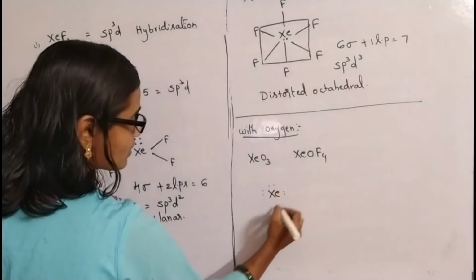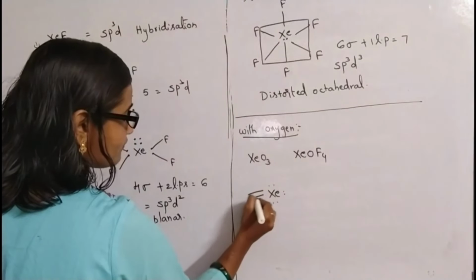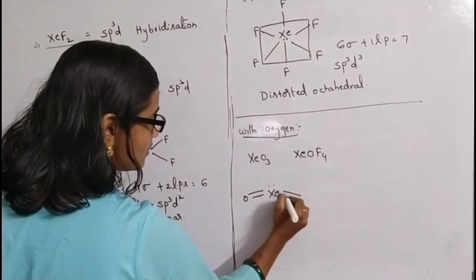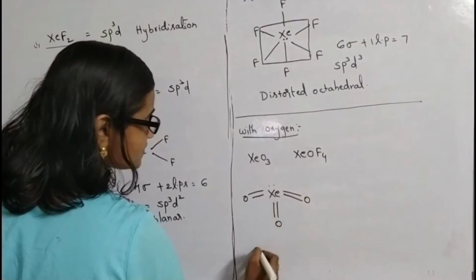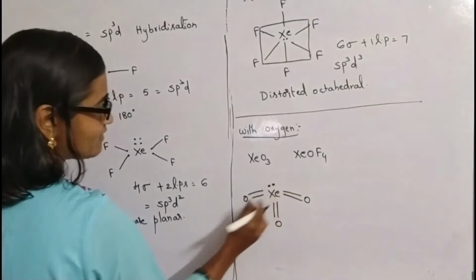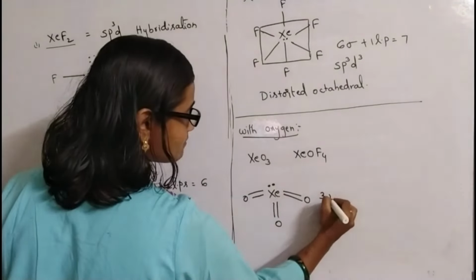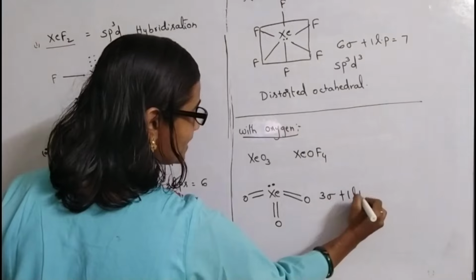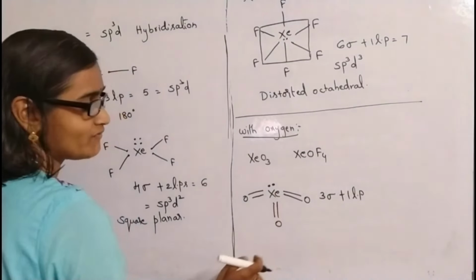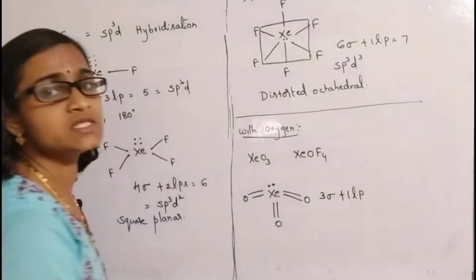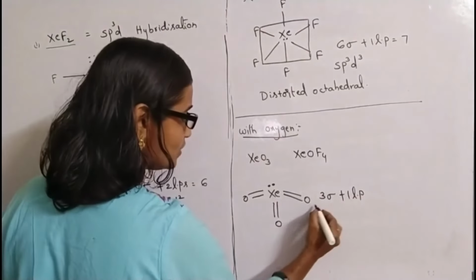8 valence electrons. So with 3 oxygens, it forms 3 double bonds. Xenon will form 3 double bonds with 3 oxygens, and it is left with 1 lone pair. So here you are finding 3 sigma bonds plus 1 lone pair. In here double bonds are there, but you have to count what? Only sigma bonds which are there with the central atom. So 3 sigma bonds and 1 lone pair is there.